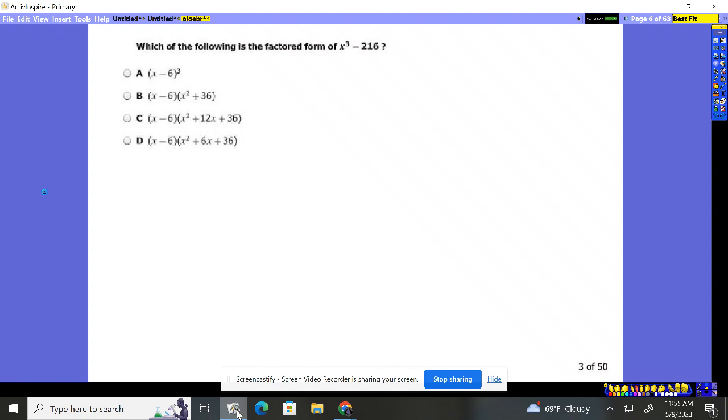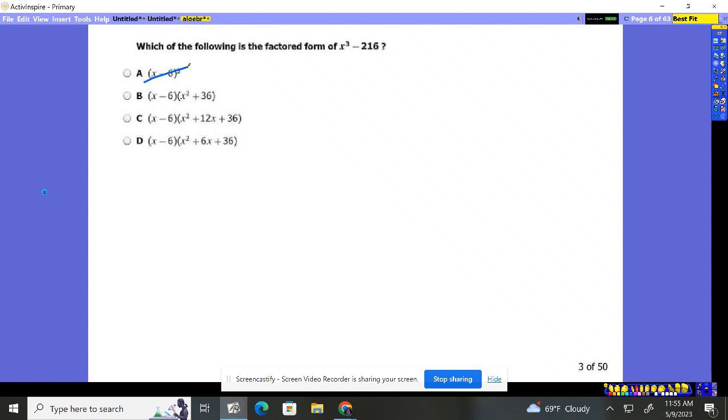All right, number 3. Which of the following is the factored form of x cubed minus 216? Now, there's 2 ways to do this. To be honest, they've given you choices here. You could see, does x minus 6 times x minus 6 times x minus 6 give you that?